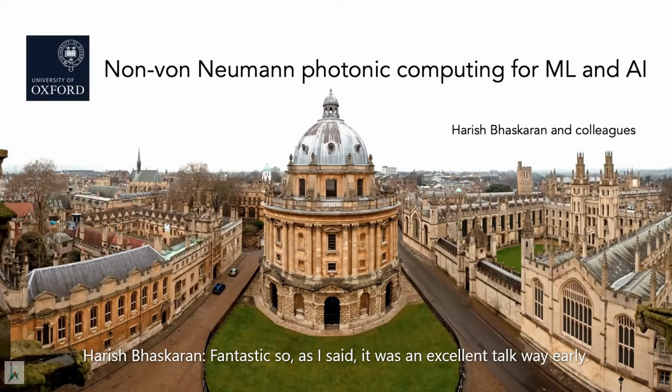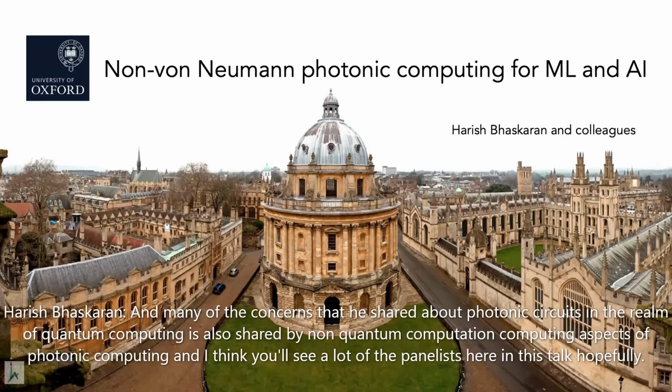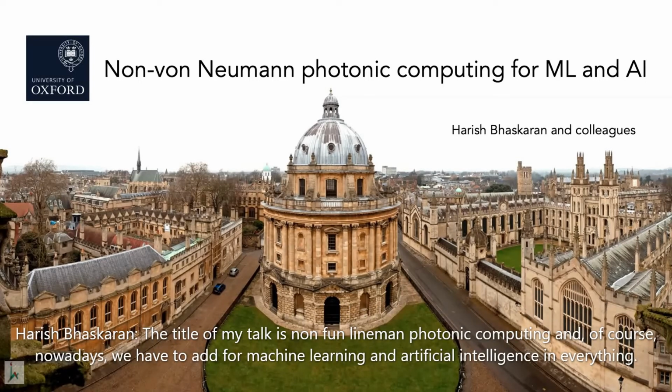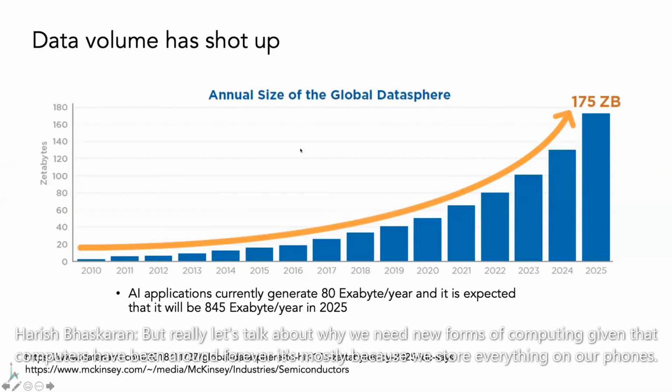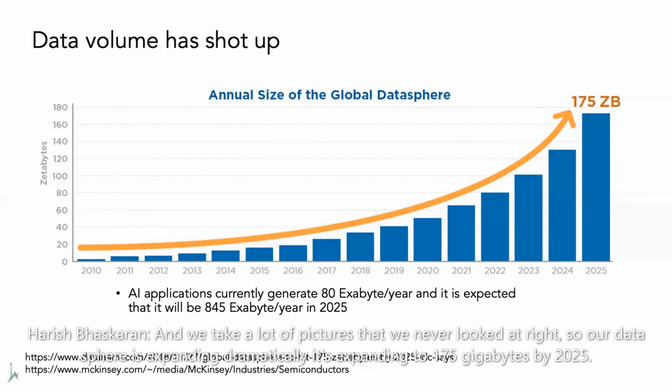Great, fantastic. So as I said, it was an excellent talk by Ali, and many of the concerns that he shared about photonic circuits in the realm of quantum computing are also shared by non-quantum computing aspects of photonic computing. And I think you'll see a lot of the parallels here in this talk, hopefully. So the title of my talk is Non-von Neumann Photonic Computing. And of course, nowadays we have to add for machine learning and artificial intelligence in everything. But really, let's talk about why we need new forms of computing, given that computers have been around forever. It's mostly because we store everything on our phones and we take a lot of pictures that we never look at.